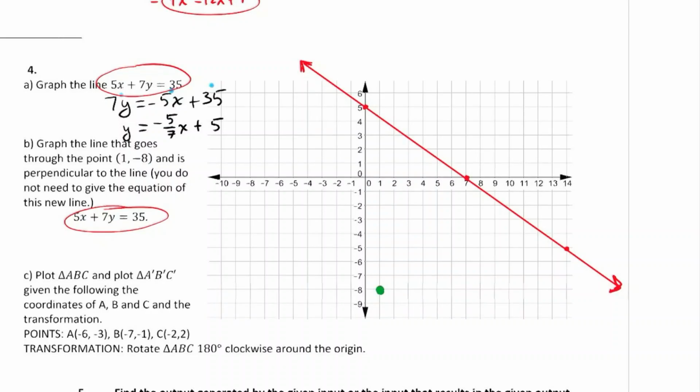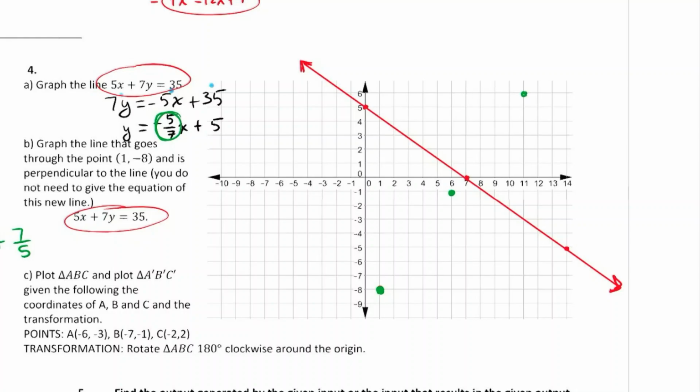So look, if I'm going to be perpendicular to a line with this slope, the slope that I need is the opposite and reciprocal. So I'm going to be looking at positive 7/5. That means from here I'm just going to go up 1, 2, 3, 4, 5, 6, 7, then over 5. 1, 2, 3, 4, and 5. Put a dot. Up again, 1, 2, 3, 4, 5, 6, 7, and over 1, 2, 3, 4, 5.